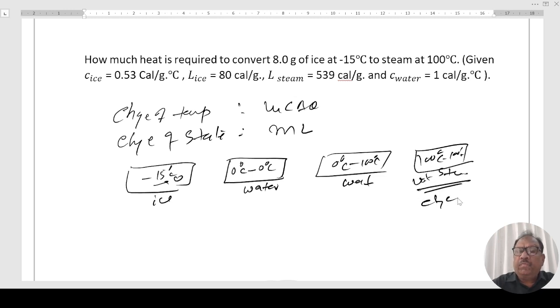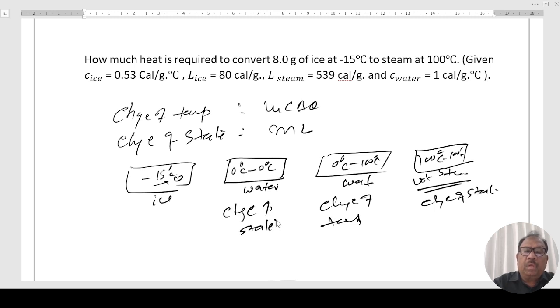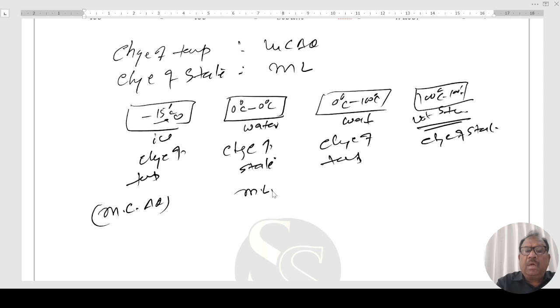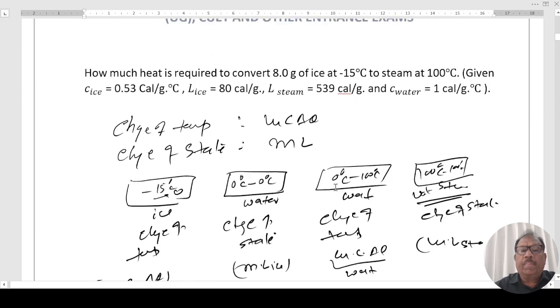This is change of state. This is change of temperature. This is change of state. This is change of temperature. If there is change of temperature, use the concept m into c into delta theta. In this case, m into L for ice. In this case, m into c into delta theta for water. In this case, m into L for steam. Right? Mass is 8 gram.